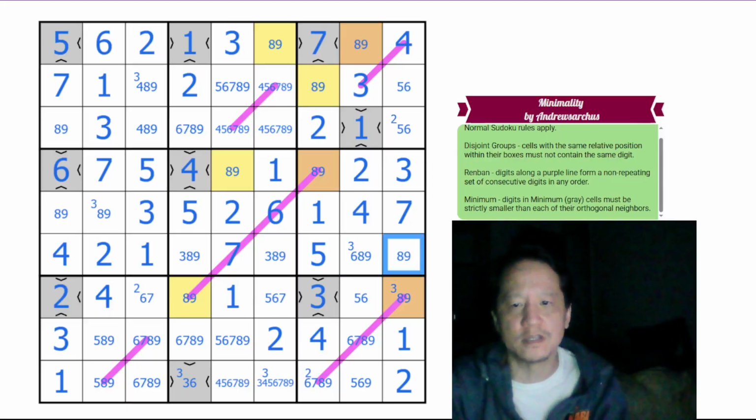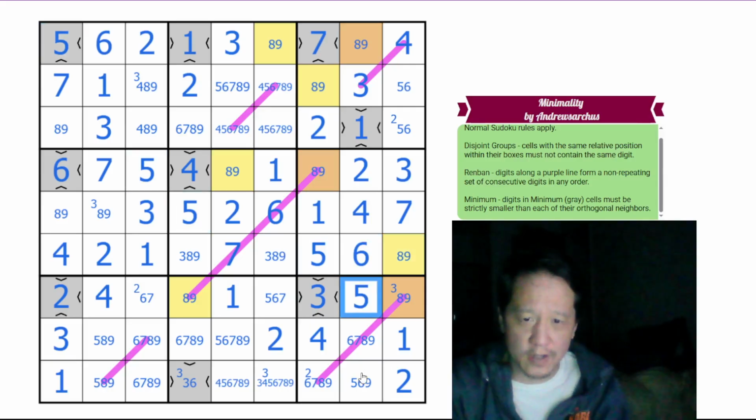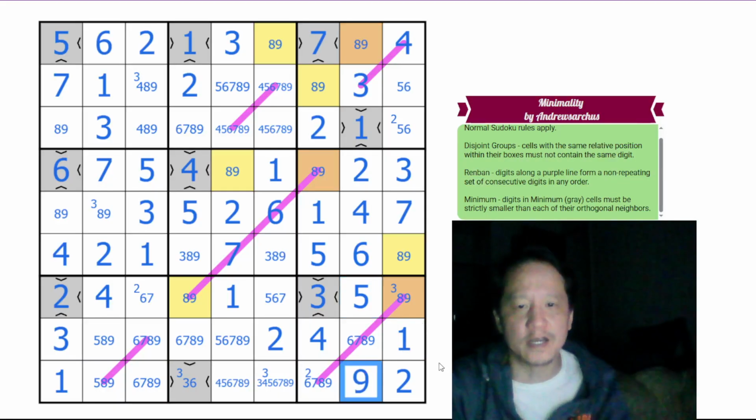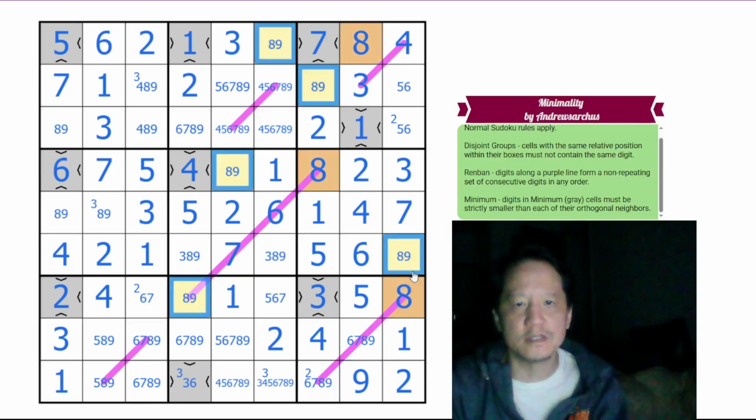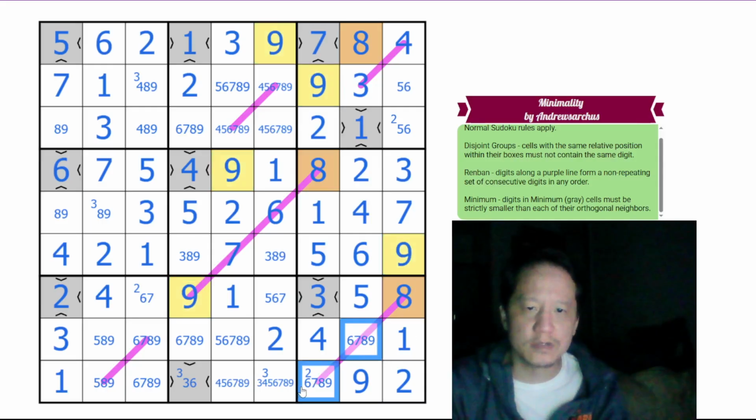This is 8 and 9, and it must be yellow. That forces this to be 6, this to be 5. So no 5 here, no 6. This is 9, which makes the oranges 8 and the yellows 9. Interesting. This then has to be 7. This is 6. This is all looking kosher.